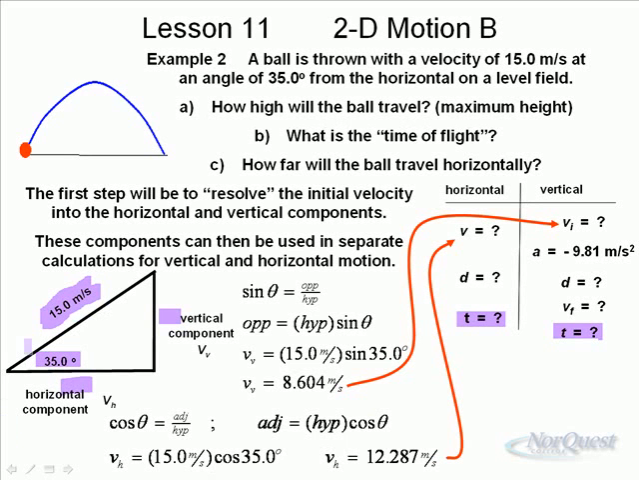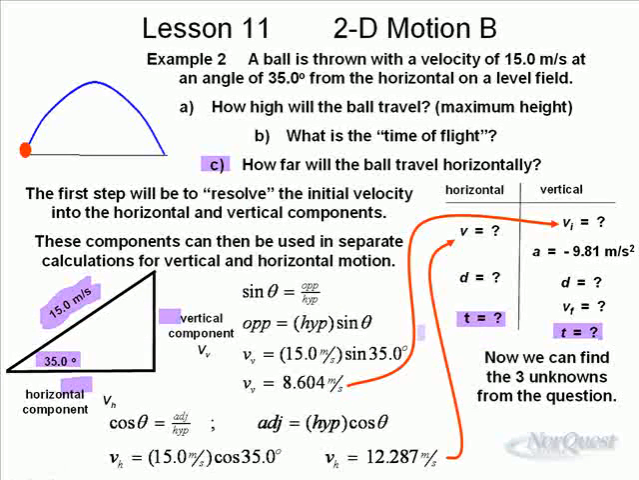So to find the distance horizontally, we could figure out the time and multiply by our 12.287. Keeping that in mind, we can find all three unknowns. That is, we can find how high the ball will travel, what the time of flight is, and how far the ball will travel horizontally. So let's look at each of those three solutions.